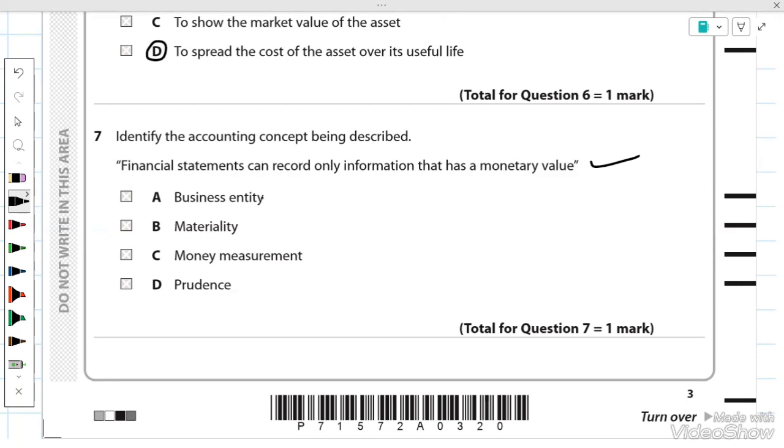So the first one is business entity. Business entity is not the right option, because business entity means that we are treating our business as separate. You can see that our company basically has a separate legal identity. So this is called business entity. For example, if we are taking out some cash or goods for our personal use, we have to subtract those drawings from our capital. So it means that we are treating our company as a separate legal entity. So that concept is basically your business entity.